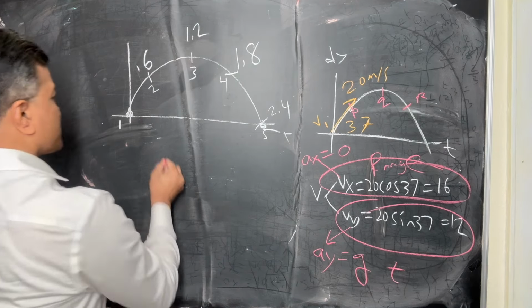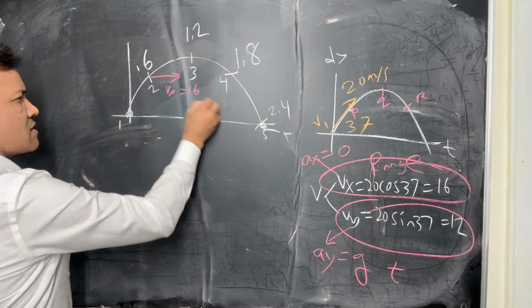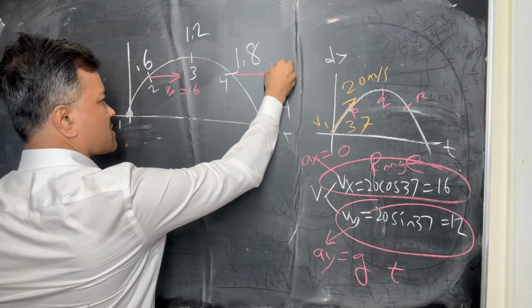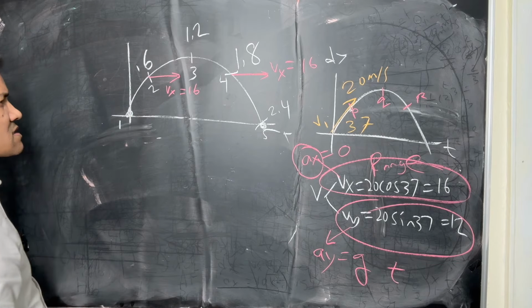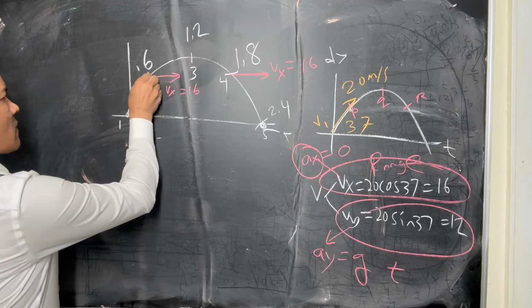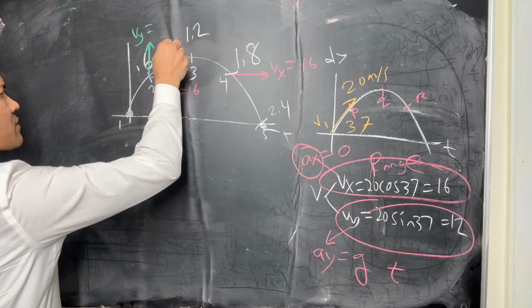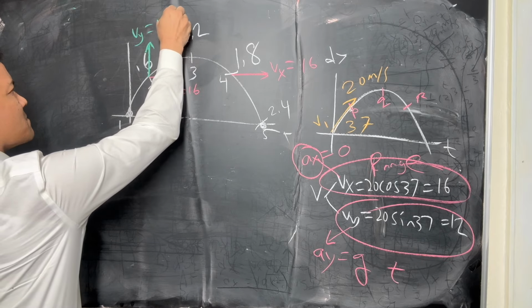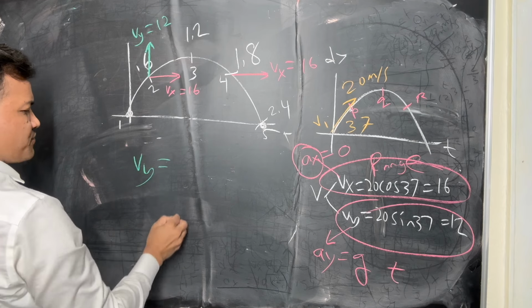Velocity over here, Vx is 16. Vx is constant, right? So the acceleration in that direction is 0. Vy is 12.